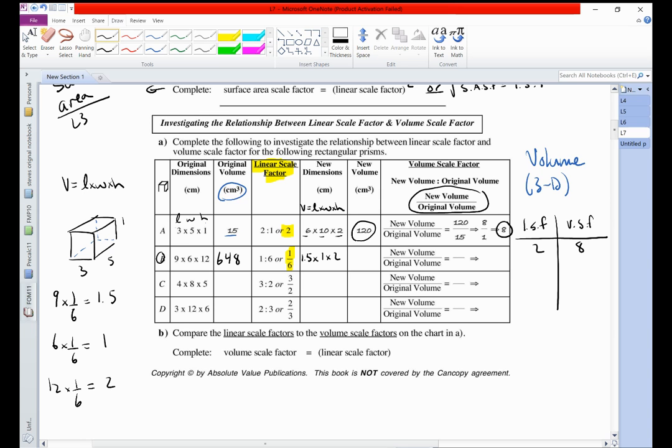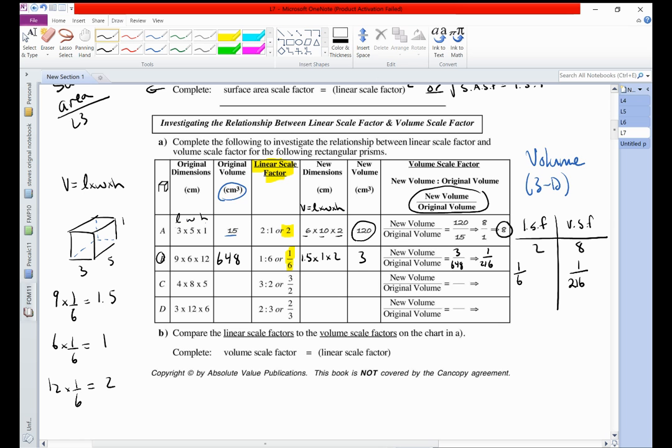And now we can calculate volume, length times width times height, 1.5 times 1 times 2, and we get a volume of 3, which is just tiny, itty bitty. So we can find the volume scale factor by doing new volume, which is 3, over original volume, which is 648, and that reduces to 1 over 216. So I had a linear scale factor of 1 over 6 and a volume scale factor of 1 over 216.